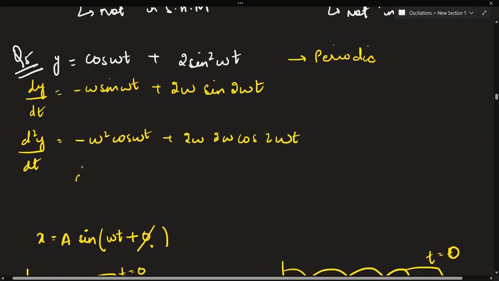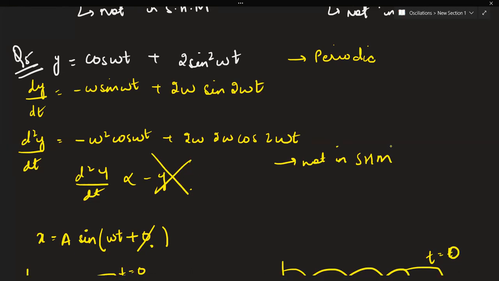So is it in this form, d square y by dt square directly proportional to minus y? No, our y was this. So this is not being completed. So we say this is not in SHM. This is an example of a motion that is definitely periodic, but it is not executing simple harmonic motion. Clear or not? Is this clear?